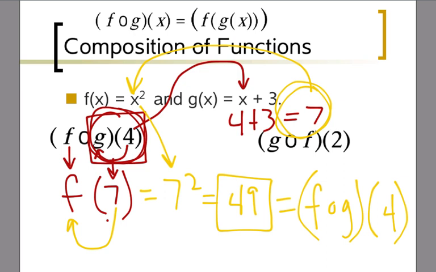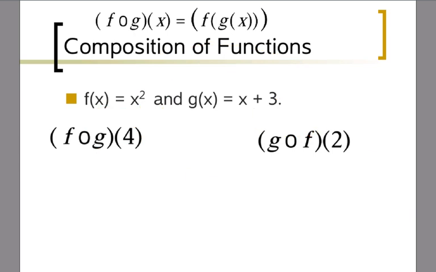By the way, that's actually how you read that. It's FOG of 4, but it's actually f of g of 4. So notice I'm saying "of" twice. But anyway, the answer is 49. Okay, so let's erase and try the second one.